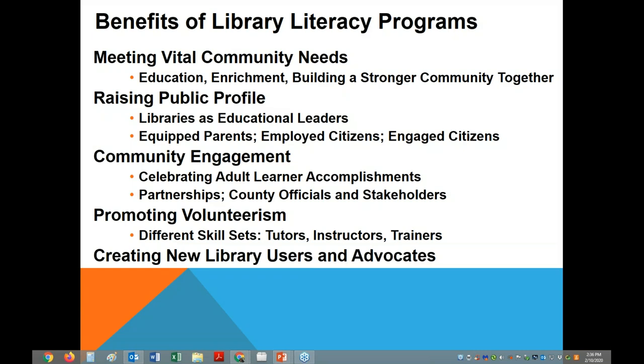Eventually, the Literacy Council was dissolved, and for more than a decade, the library has run the literacy program independently as one of the programs and services that we provide.